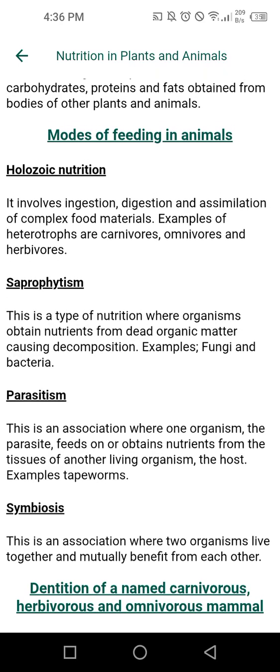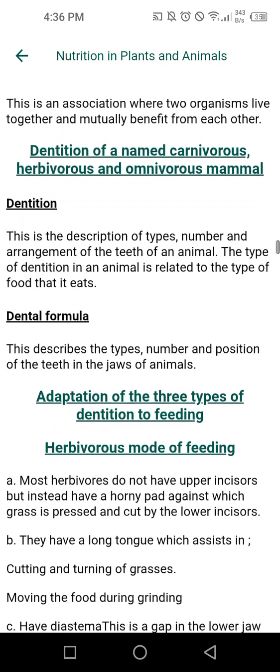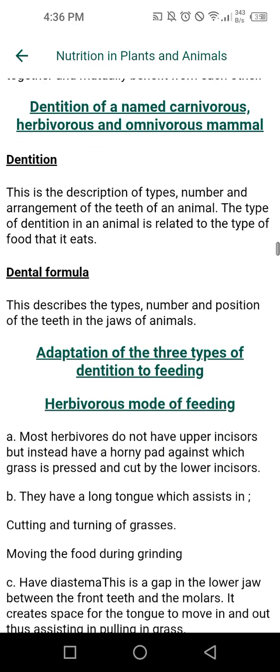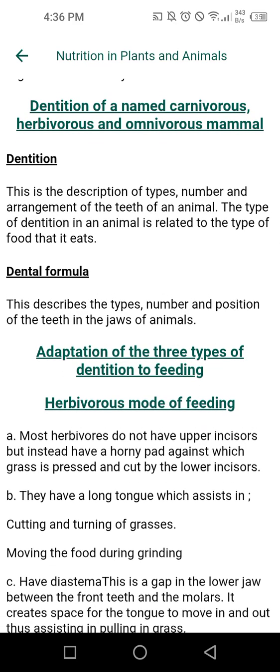Dentition of a named carnivorous, herbivorous, and omnivorous mammal. Dentition. This is the description of types, number, and arrangement of the teeth of an animal. The type of dentition in an animal is related to the type of food that it eats. Dental formula. This describes the types, number, and position of the teeth in the jaws of animals. Adaptation of the three types of dentition to feeding.